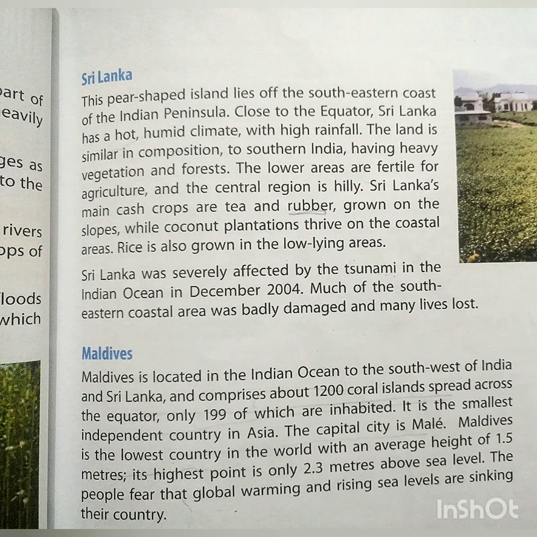Now, talking about the Maldives, which is located in the Indian Ocean. This area comprises about 1,200 coral islands, out of which only 199 are inhabited. The Maldives is the smallest independent country in Asia, with the capital named Malé, and it is the lowest country in the world. Its average height is just 1.5 meters, and its highest point is just 2.3 meters above sea level. The people living over here fear that global warming and rising sea levels are sinking their country.